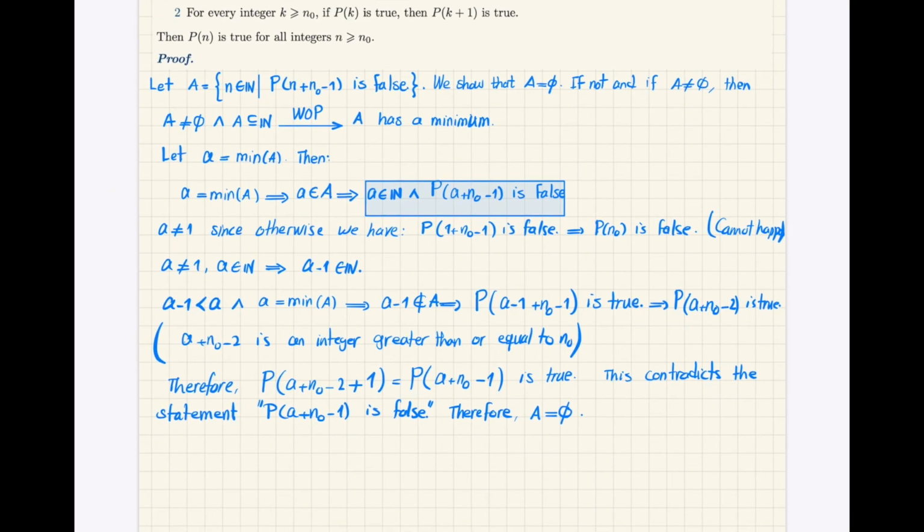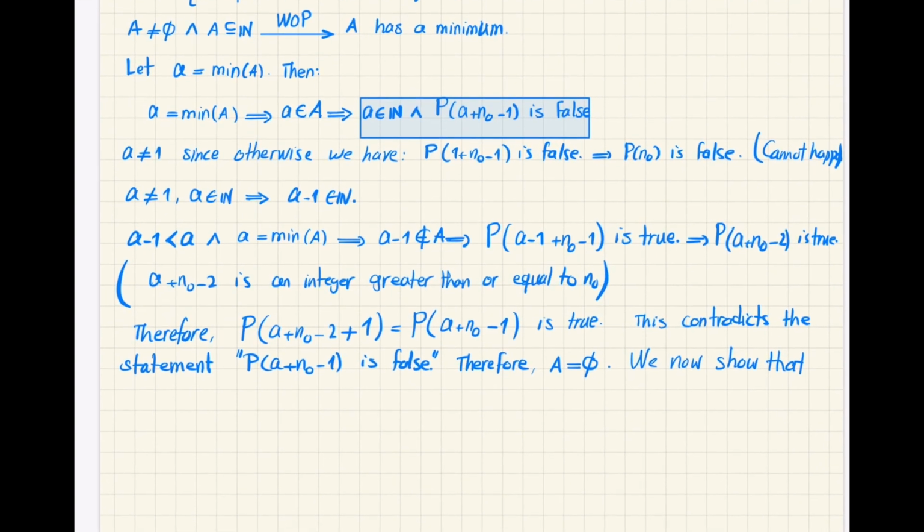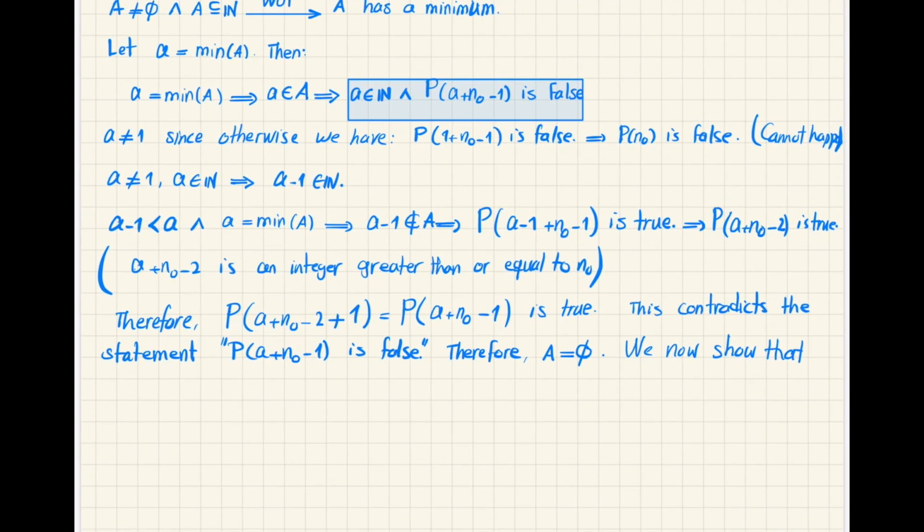Now I want to show that if you choose n to be an integer greater than or equal to n node, then p of n is true. To prove this, I used the proof by contradiction again. Okay, let me write this in detail. We now show that for all integers n greater than or equal to n node, p of n is true.